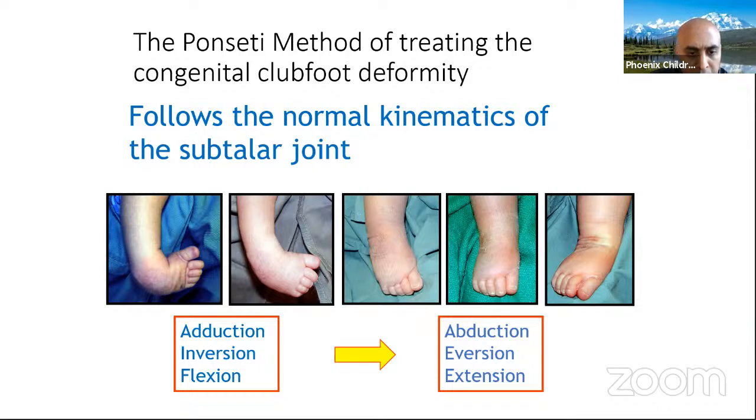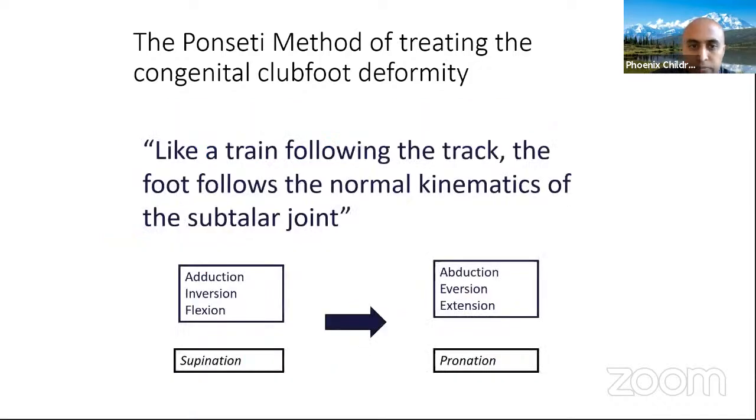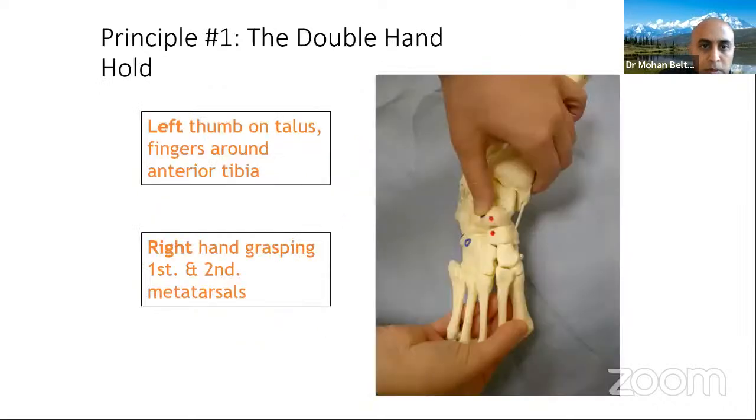And thereby it corrects forefoot adduction, hindfoot varus, and to some extent subtalar and ankle equinus at the same time. So it's like a train following a railway track, and the foot follows the normal kinematics of the subtalar joint. So this is the important principle.